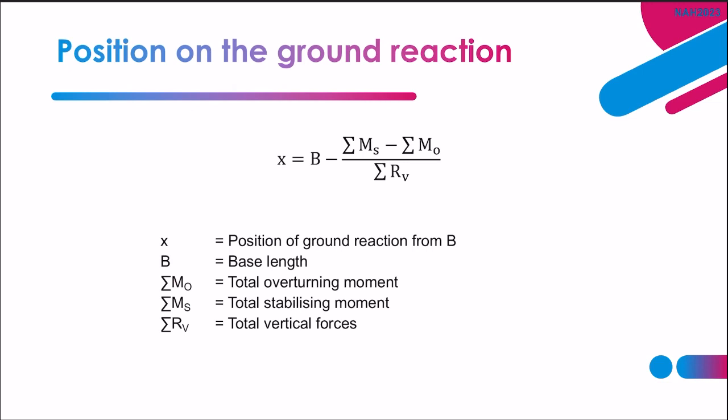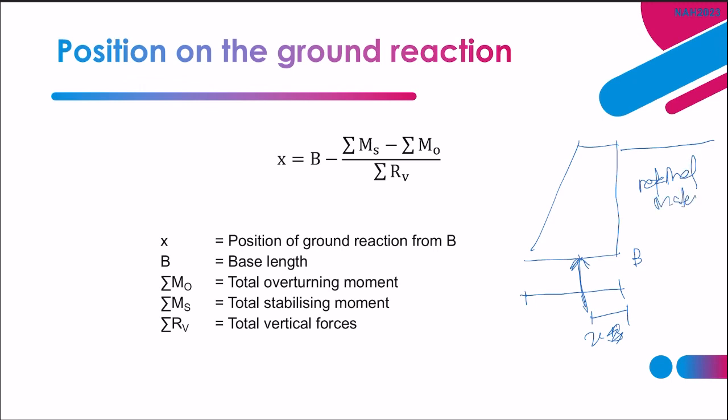When we have calculated all those weights, moments and lateral thrust, we can find the position of the ground reaction. Where? We have a wall like this, then we're going to know where exactly the position is, whether it will be here from point B, meaning from the heel of the retaining wall. At the back here, it is retained material. This is the formula. You just use the base length minus the total stabilizing moment, minus the total overturning moment, and minus the total of vertical forces. What is the vertical force? The vertical force is the total weight of the wall, because the weight of the wall is vertical, downward. So, total RV.